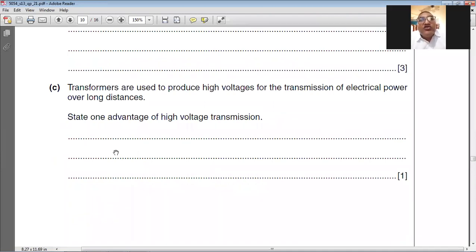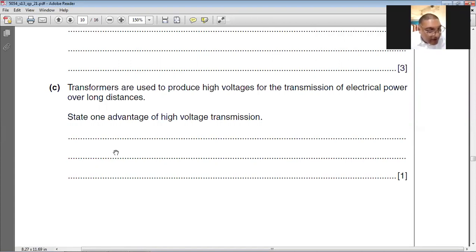Transformers are used to produce high voltages for the transmission of electric power over long distances. State one advantage of high voltage transmission. You know, whenever electricity is produced at the power station and we want to transmit it to the towns and to the consumer, we put step up transformers there, and we increase the voltage. And why do we increase the voltage? Because with the help of the transformer, when you increase the voltage, the current reduces. The amount of current reduces in the transmission line.